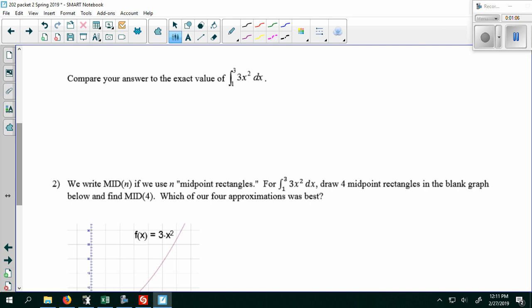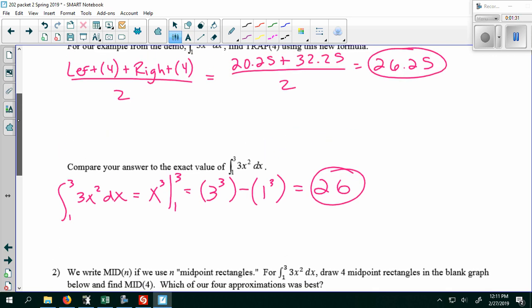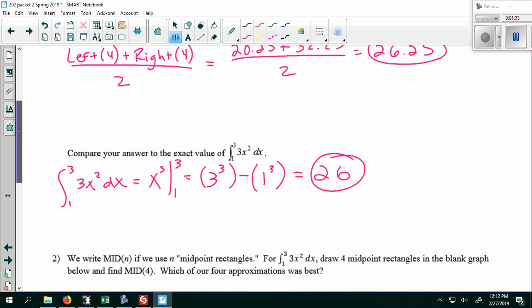All right, let's compare our answer to the exact value of the integral. So the integral from 1 to 3 of 3x squared dx. I take the antiderivative of 3x squared, which is x cubed, and evaluate from 1 to 3. So that's 3 cubed minus 1 cubed, which is 26. So the exact area is 26, and my estimate using trap 4 was 26.25. Not bad.